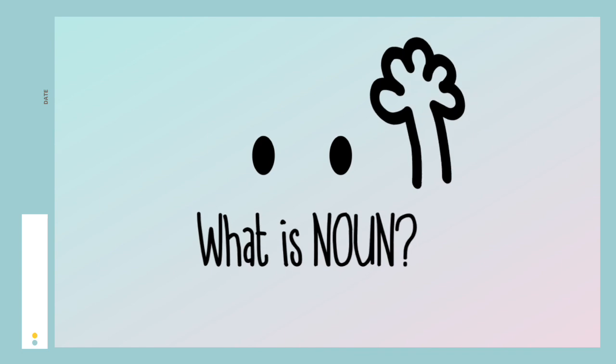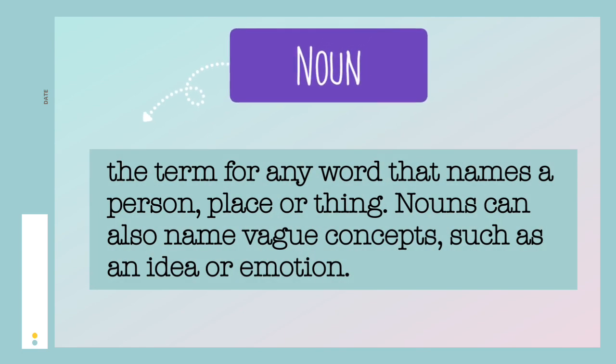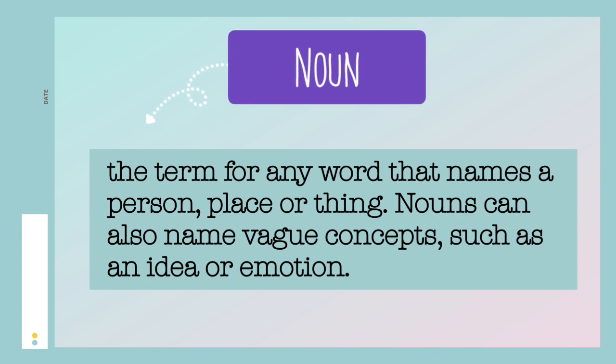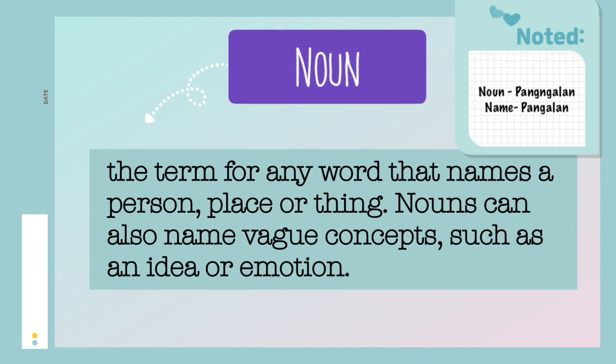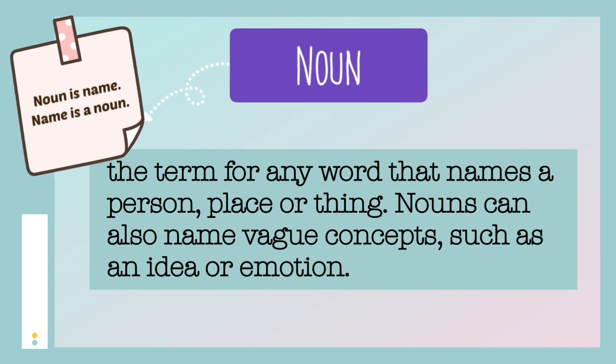What is noun? Noun is the term for any word that names a person, place, or thing. Nouns can also name vague concepts such as an idea or emotion. In Filipino, it's pangalan. Not pangalan as in name. Pangalan. So basically, a noun is a name and a name is a noun.